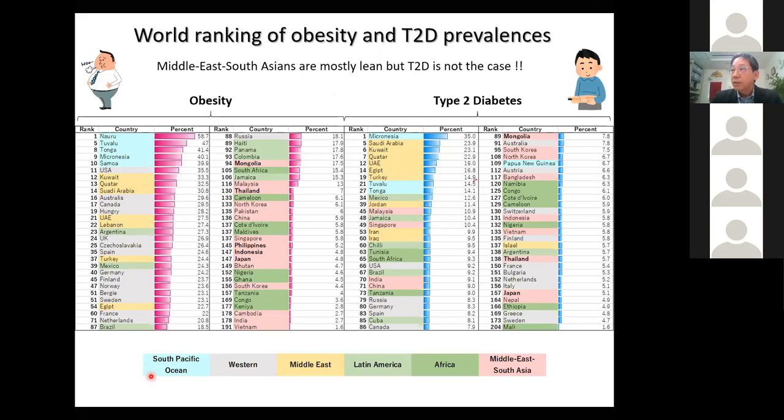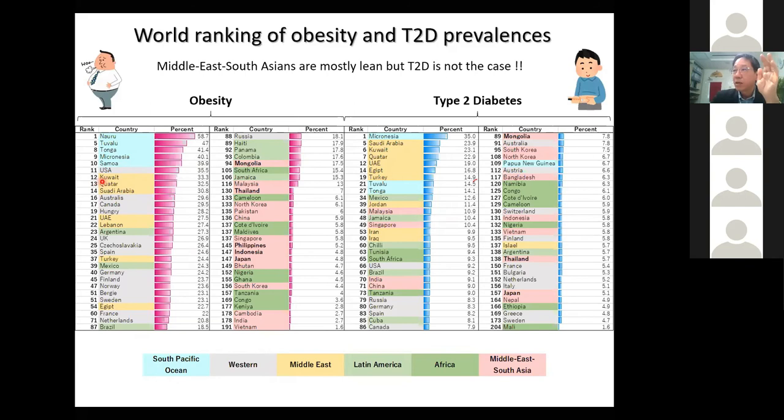And you can see that the light blue means the South Pacific Ocean, so Micronesia, Tonga, Tuvalu, and so on. And so they are really fat. So they dominate the top rank of obesity. Okay?